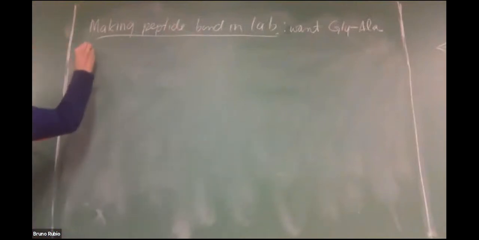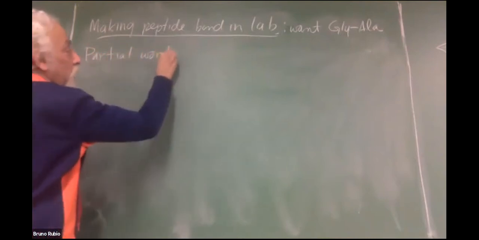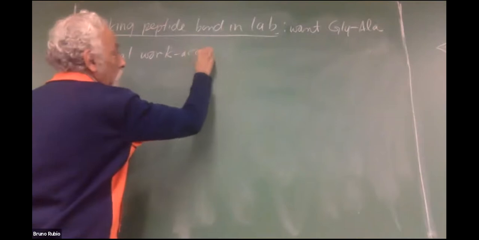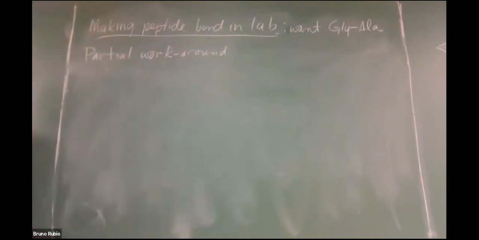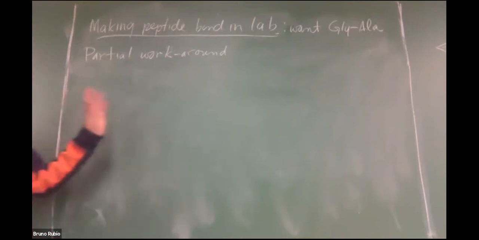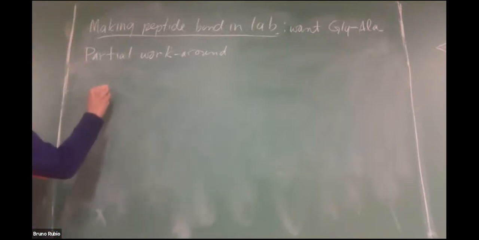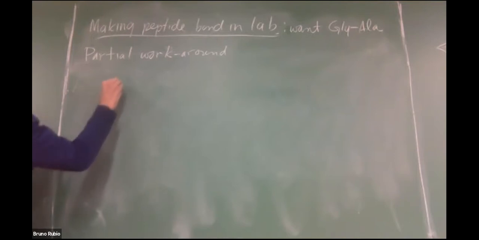Okay, let's look at a partial workaround. How can we outsmart the amino acid to create a peptide bond in a laboratory, right? Just mixing a bunch of amino acids will not work. So now what I'm going to do is I'm going to take glycine.